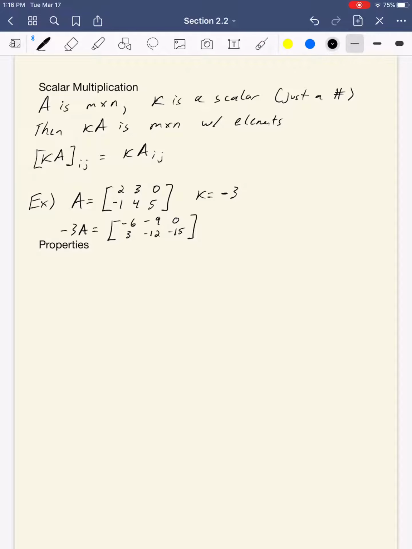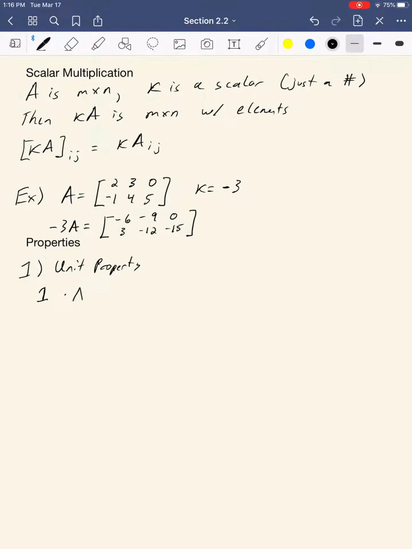Scalar multiplication is very straightforward here, and it does have some properties. The first one to keep in mind is the unit property. If you take the number 1 and multiply it with a matrix A, what you get is exactly the same matrix A. So that's the unit property: 1 times a matrix is, of course, that same matrix. Second, we have a distributive property.